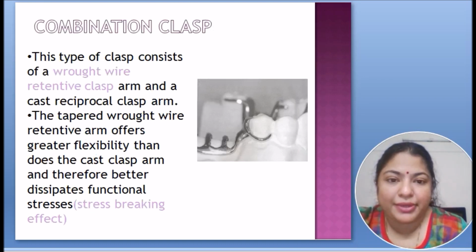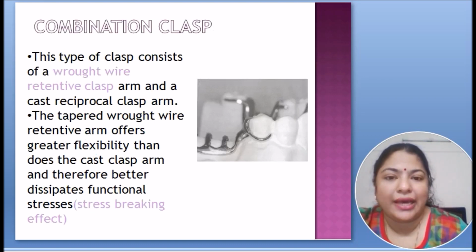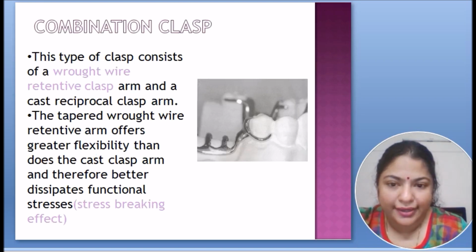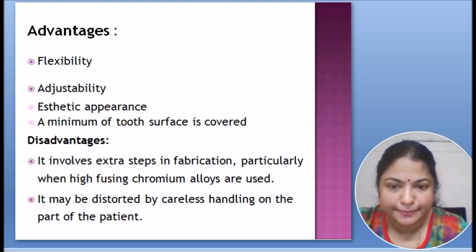Now coming to a combination clasp. Here there is a wrought wire or even a gold wire which is attached to the main body of the clasp. The tapered wrought wire is used where you need more flexibility and decreased retention, where the undercut is too pronounced. In such cases you can go for a combination clasp, which gives a stress breaking effect.